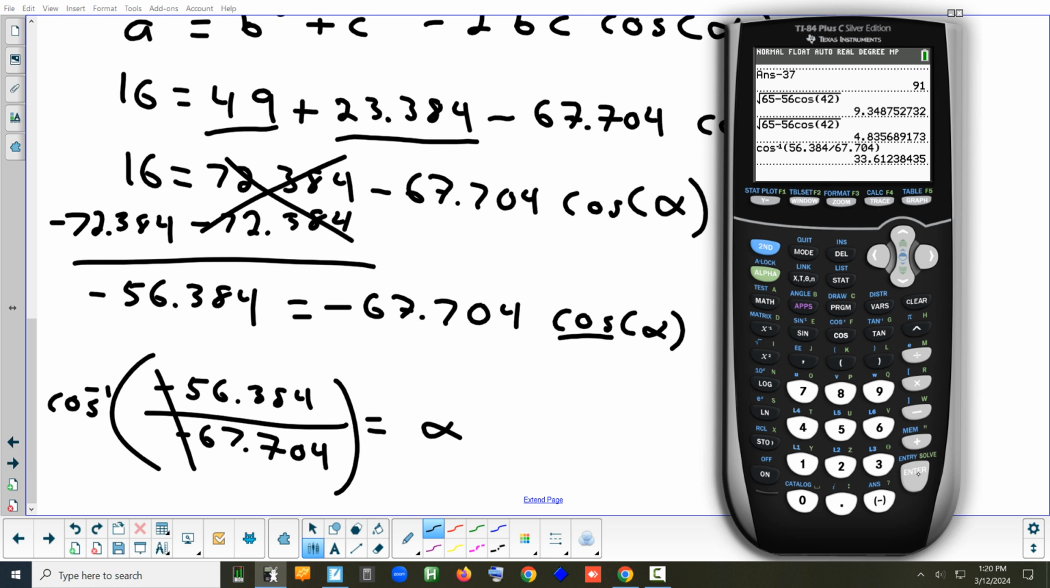Okay, so 33.612. If we're going to 3 decimal places, then everybody should be at least around like 33.61. If you got like 33.614 or something, I mean, that's okay. But if you're getting like 33.91, no, that's not good. That's too far off. Okay, so 33.612.